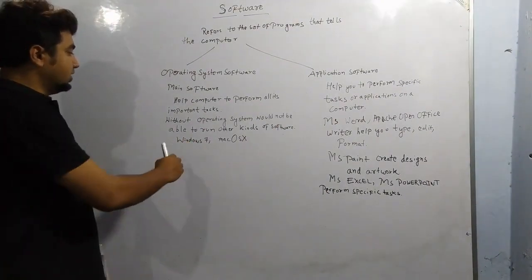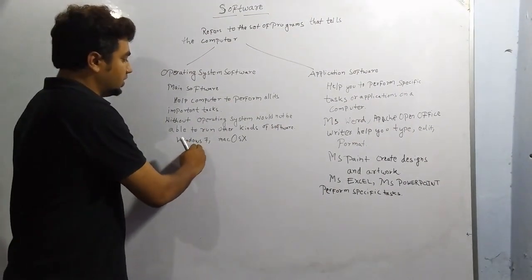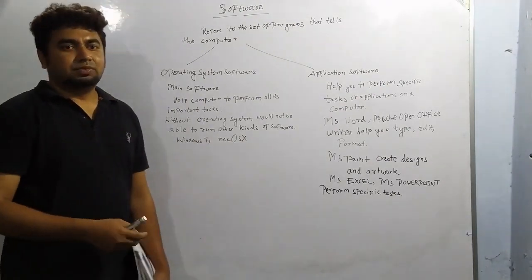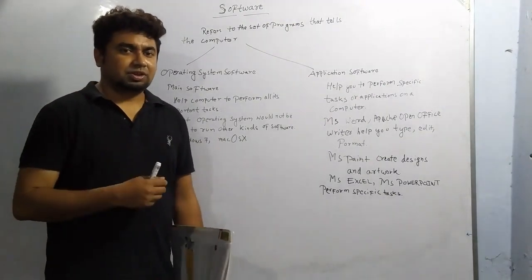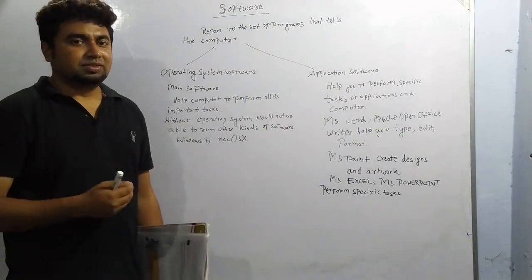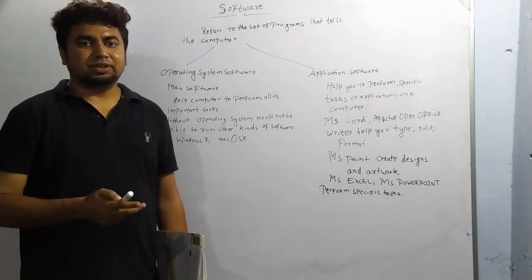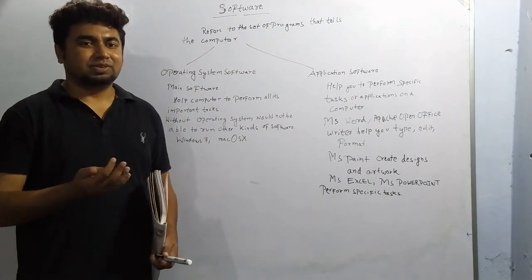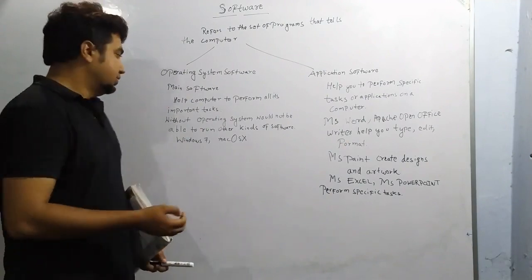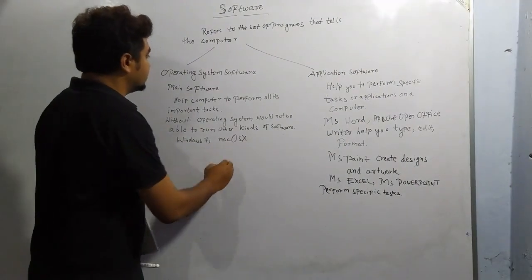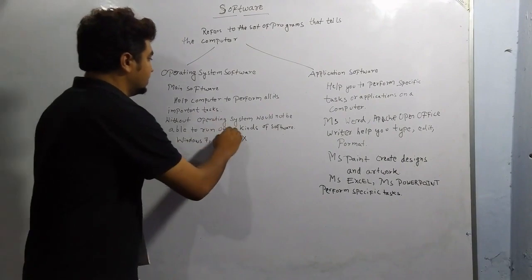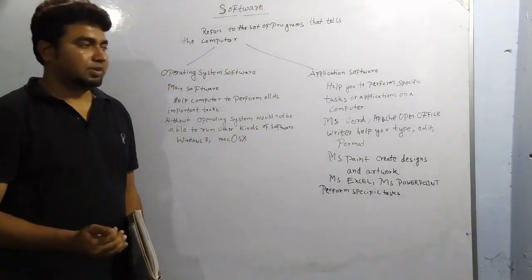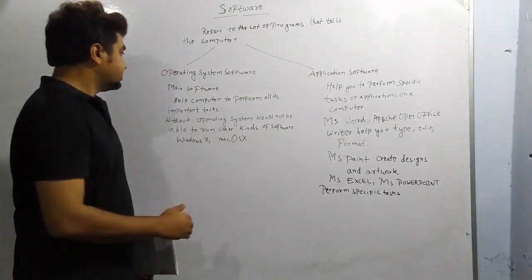Some examples of operating systems are Windows 7, Mac OS, Windows Vista, Windows 8.1, and Windows 10. So these are the examples, and previously it was Windows 95, 98, 2000. So these are the examples of operating system. Without an operating system you can't run any kind of software. So it is the main software.